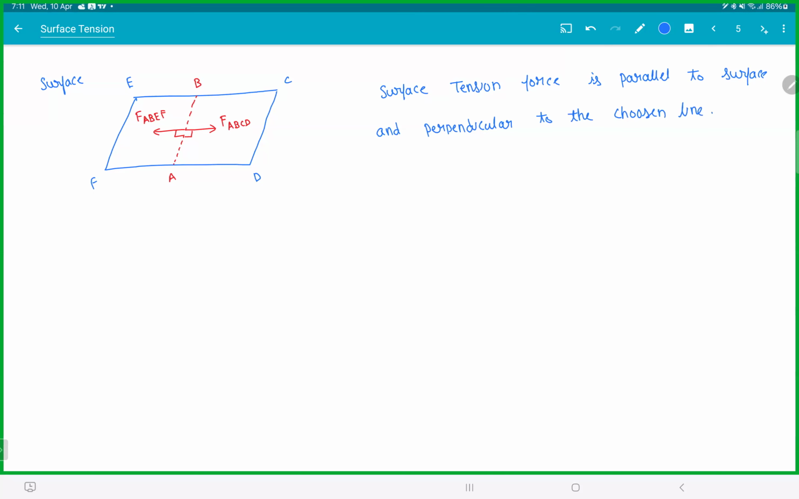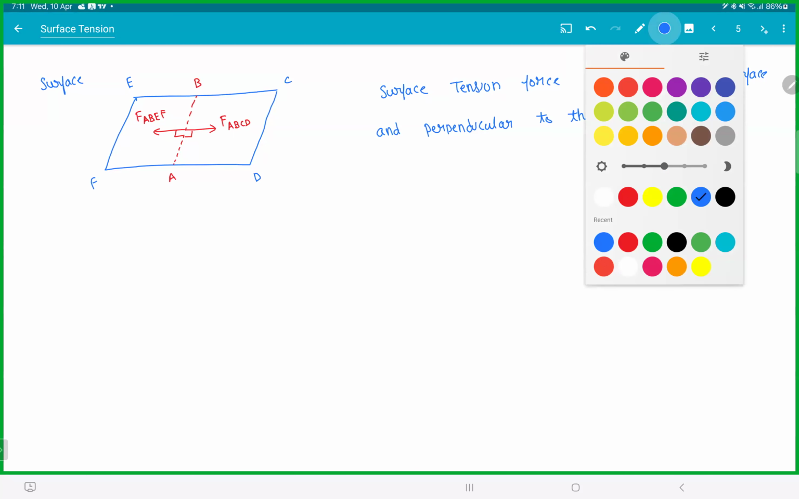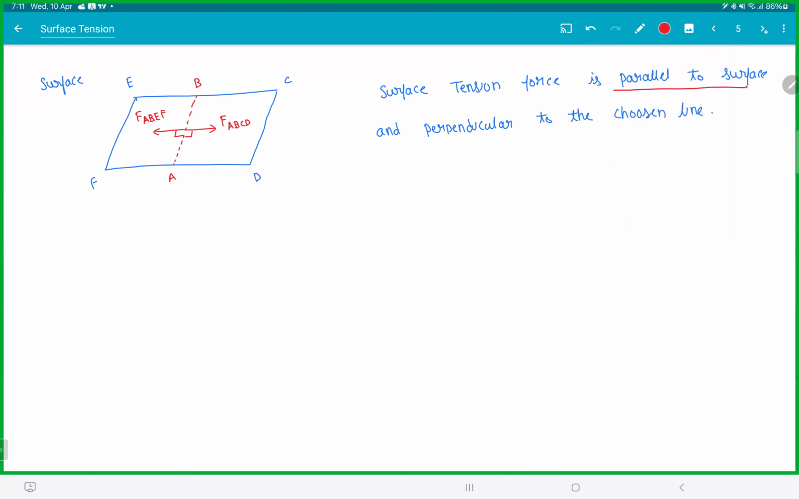So if you have drawn an imaginary line, the force will be perpendicular to that, right? And it is parallel to the surface. These are the two words. It should be parallel to the surface and perpendicular to the line. Meaning you can even take any surface like this.